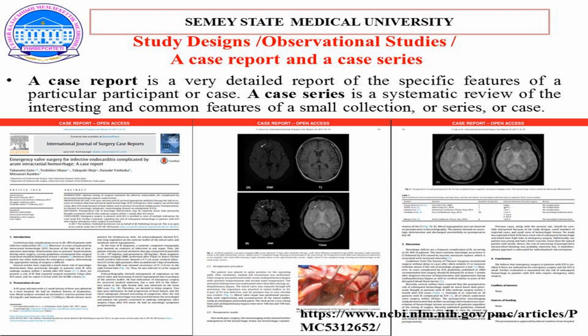In medicine, a case report is a detailed report of the symptoms, signs, diagnosis, treatment, and follow-up of an individual patient. A case report may contain a demographic profile of the patient, but usually describes an unusual or novel occurrence. Some case reports also contain a literature review of other reported cases. A case series is a systematic review of the interesting and common features of a small collection or series of cases. It is an example of a case report taken from PubMed.